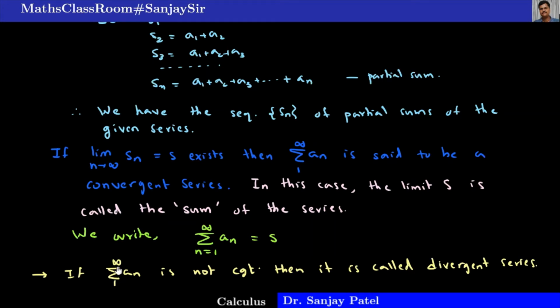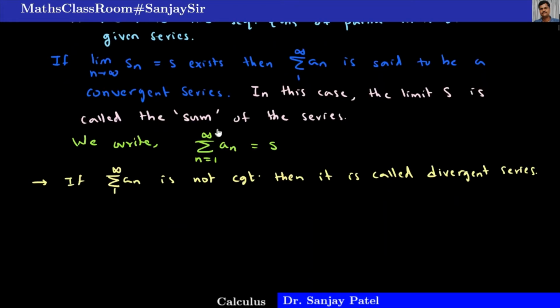Here, another important thing we should note is about this symbol sigma n equal to 1 to infinity an. This symbol we use in two ways. So just note that the symbol sigma n is equal to 1 to infinity is used for series, for writing the series, as well as also for the sum. So it is clear from the context how we are using this symbol. So it is used in two ways.